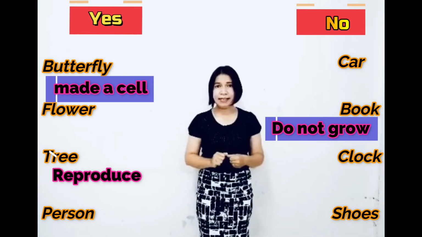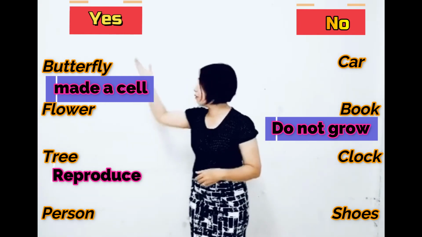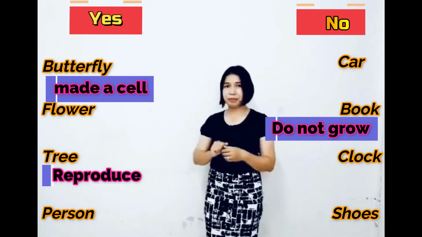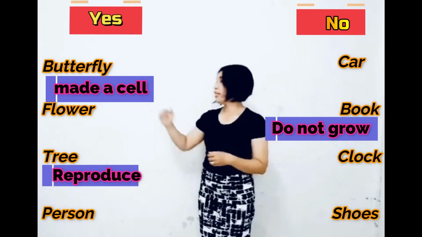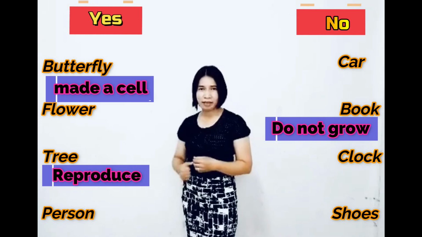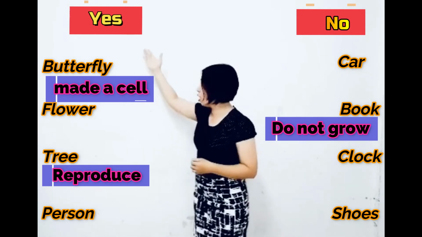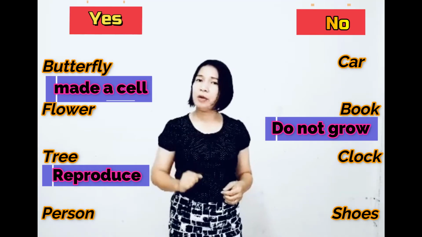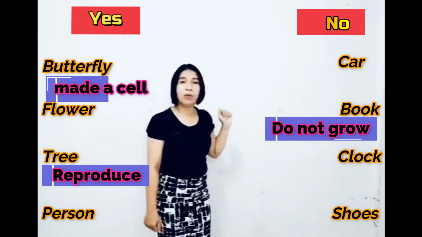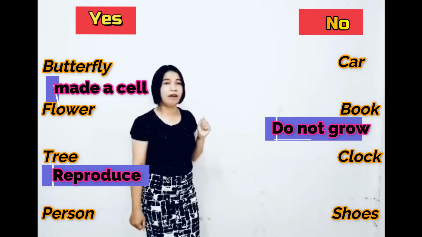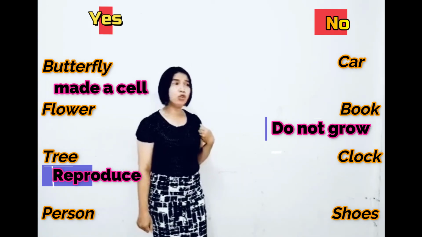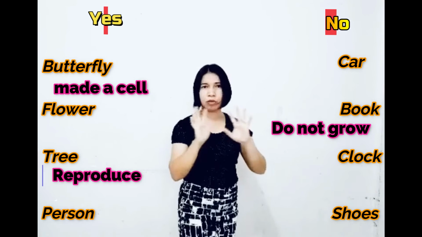So, as you can see, in the yes column, we have the butterfly, the trees, the flowers, person, can reproduce, and made a cell. So, for the yes column, now let's go to the no column. We have here the car, we have the book, we have the clock, we have shoes, and do not grow.